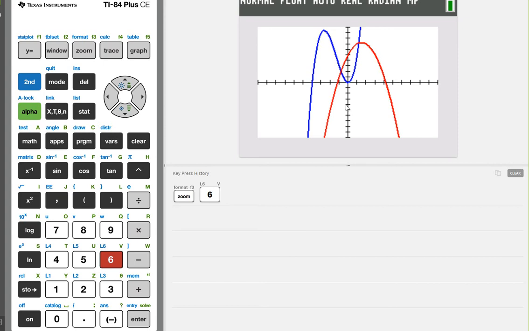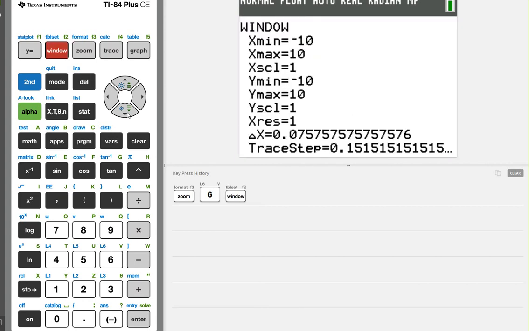Let me take a different approach. If these two graphs intersect, the red and the blue intersect, where are they going to intersect? Are they going to intersect higher or lower? Lower. So if they're going to intersect lower, then which of these do I need to adjust on my window? Yeah, the Y. In fact, I want Y min to be smaller.